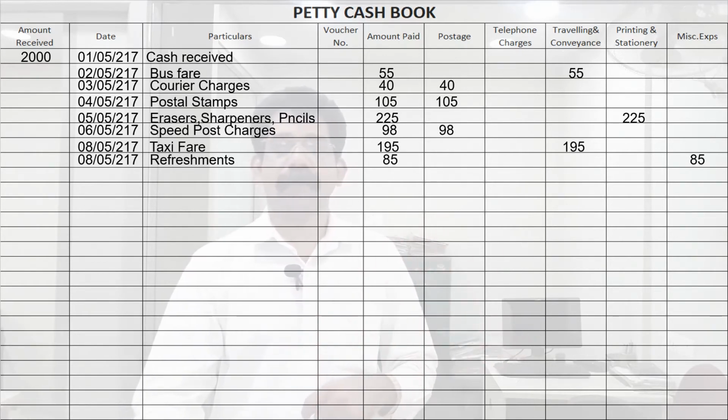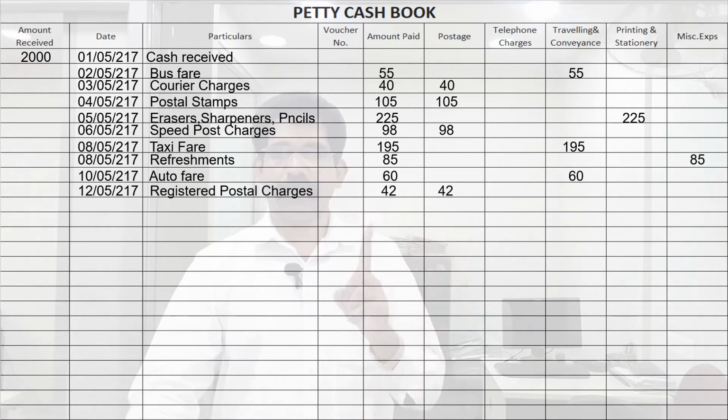On 10th May, auto fare rupees 60. Already we have the column conveyance. So 10th May, auto fare, and under the conveyance column, rupees 60. Take the total to the total amount column. 12th May, registered postal charges rupees 42. So it is postage and telegram. 12th May, registered postal charges, record rupees 42 under postage and telegram column. Take the total to the total amount column, rupees 42.